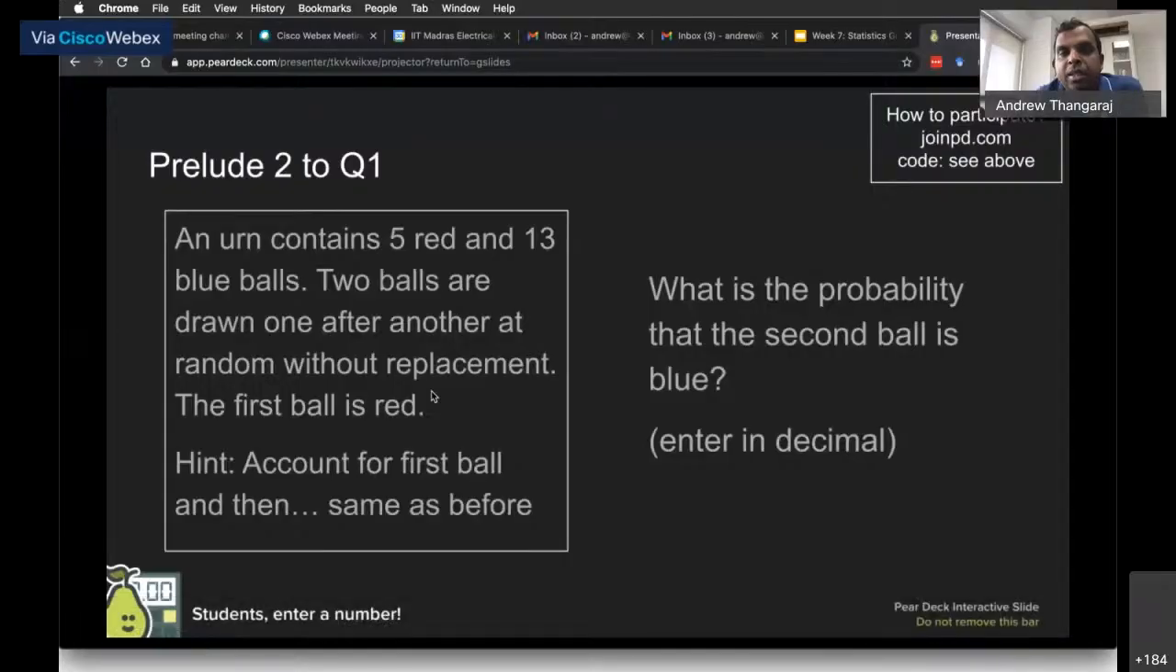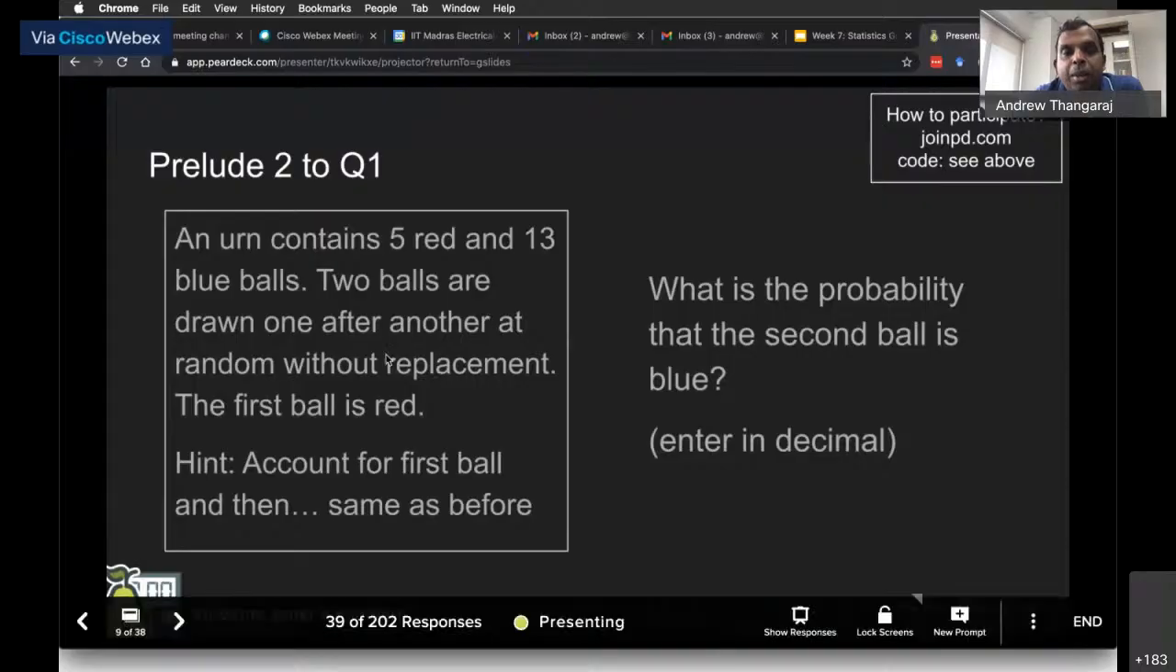When the experiment is being described to you, when the setting is being described to you, look for these kind of key phrases which are giving away how the distribution is going to work. Okay, so all these are key and pay attention to that. The first ball is red. Notice that's given to you. Note that down. It's very, very important. The first ball that you drew was red. And then here's the question: what is the probability that the second ball is blue?